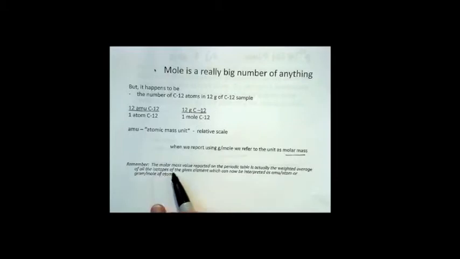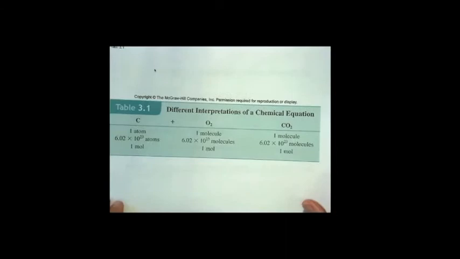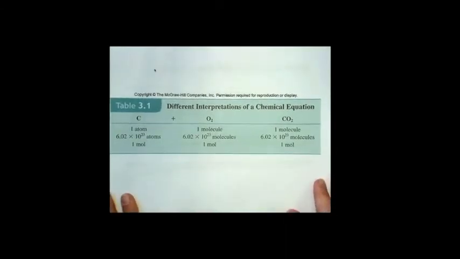Always remember that the molar mass value reported on the periodic table is actually the weighted average of all the isotopes of a given element, which can now be interpreted as atomic mass units per atom or grams per mole, since we have this very special number called the mole. We'll be coming back to the mole many times throughout the rest of the year. I just want to take a minute to remind you of the significance of the value of the mole.